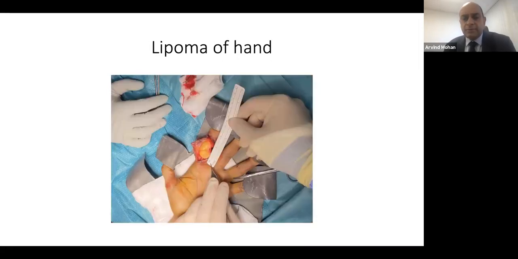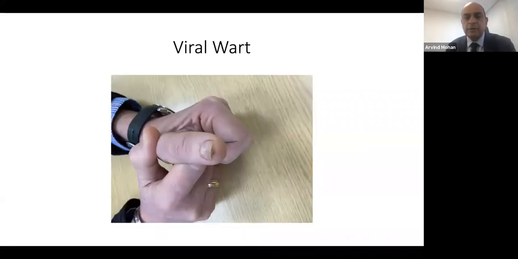These are the other different types of treasures I found inside the hand. This was quite a big lipoma. I think this was like 3 centimeters. It's probably one of the biggest lipomas. It was like a collar stud, which literally goes onto the dorsal side of the finger as well. She did very well following the excision of this massive lipoma. She had a full range of movement.